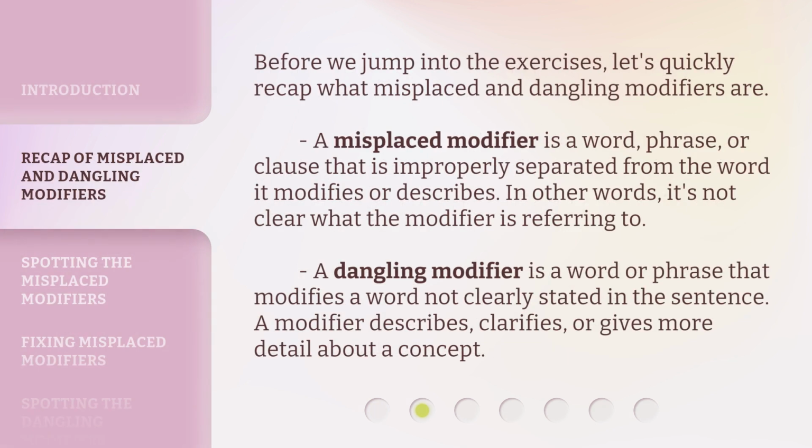Before we jump into the exercises, let's quickly recap what misplaced and dangling modifiers are. A misplaced modifier is a word, phrase, or clause that is improperly separated from the word it modifies or describes. In other words, it's not clear what the modifier is referring to. A dangling modifier is a word or phrase that modifies a word not clearly stated in the sentence. A modifier describes, clarifies, or gives more detail about a concept.